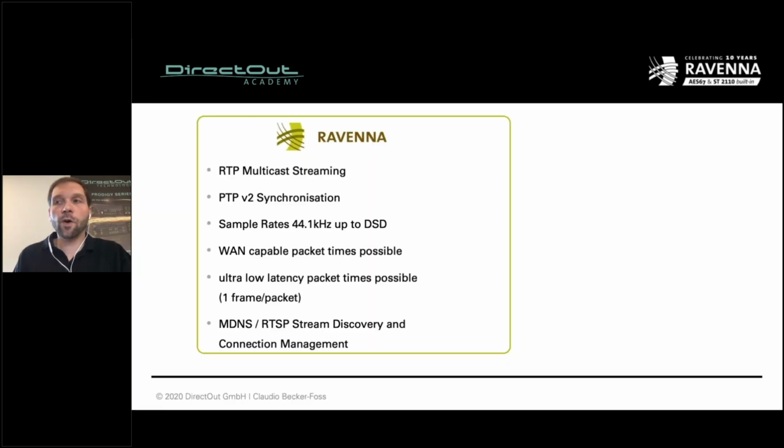Let's go on and directly jump into the stream standards and stream configuration. I want to briefly give a recap of the situation around the different stream formats we have, starting with RAVENNA 10 years ago now. I'll do that rather quickly because there's a lot of information around about that. RAVENNA is based on RTP multicast streaming, uses PTP for synchronization and is sample rate agnostic. So you can use basically any sample rate you want up to DSD. It depends, of course, on the implementation, but the specification of RAVENNA itself does not restrict anything there.